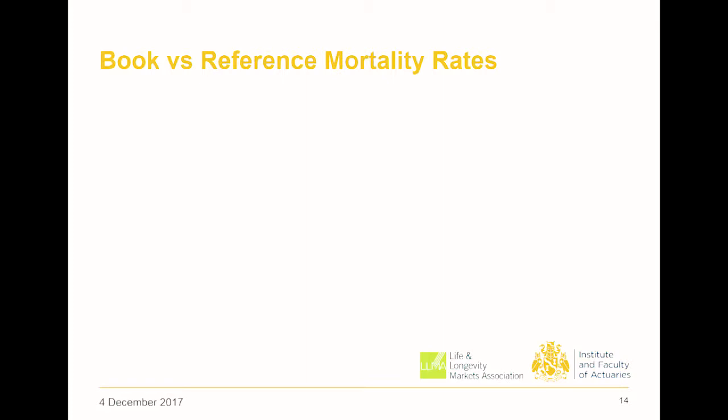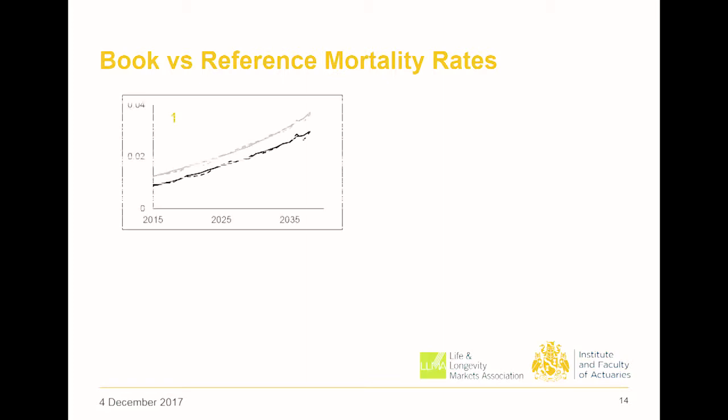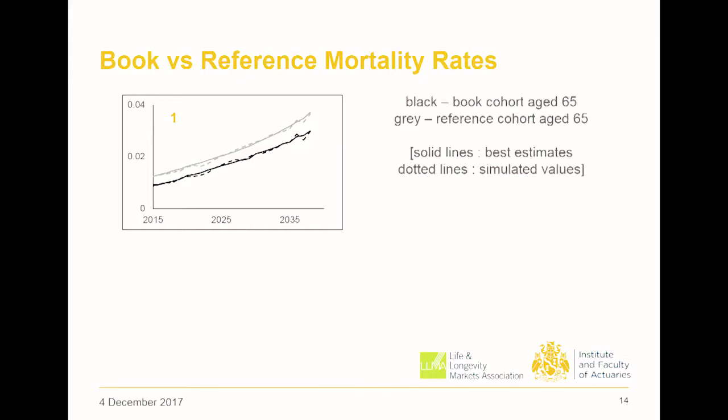We use the CMI data, the HMD data, the CAE plus cohort model, and a single cohort age 65 in 2014 for this demonstration. In the first graph, the black lines are for the book population, and the gray lines are for the reference population. The book mortality is lower than the reference mortality. And of course, the mortality rates increase with age for a specific cohort. Moreover, the solid lines refer to the best estimates, and the dotted lines refer to the simulated values.